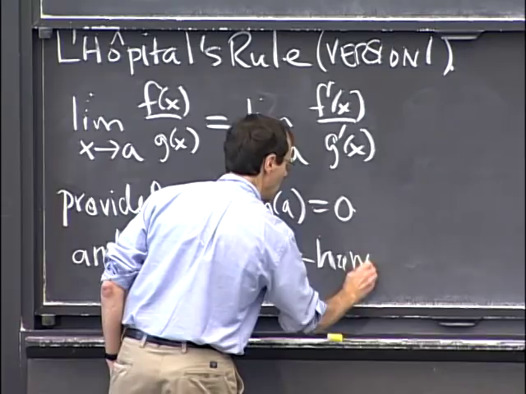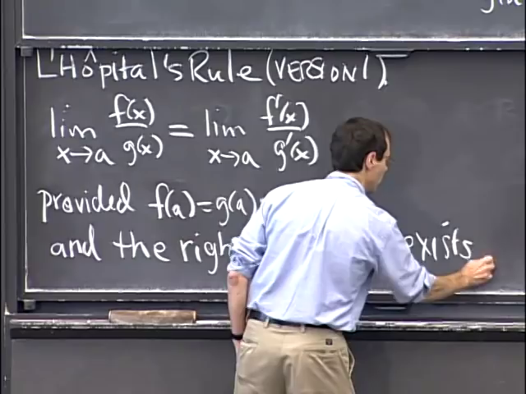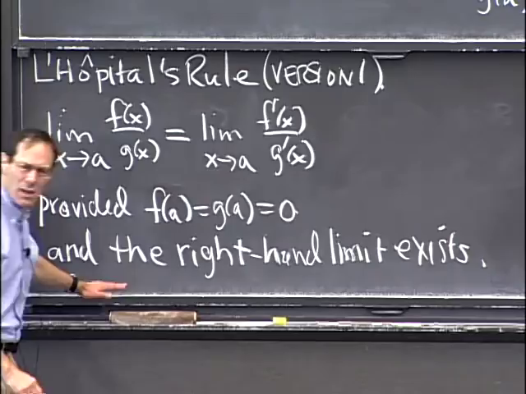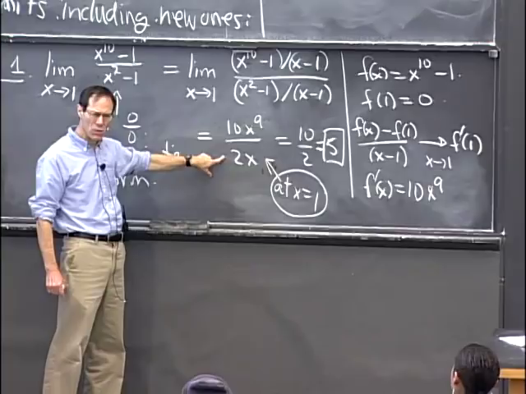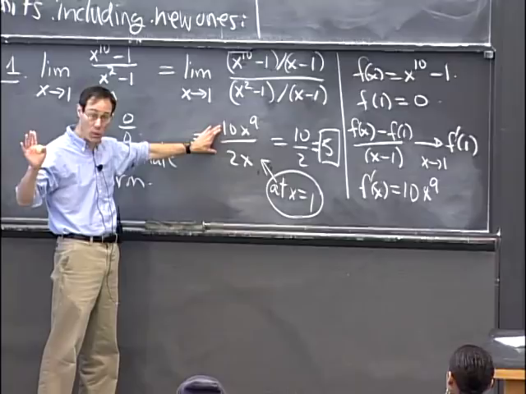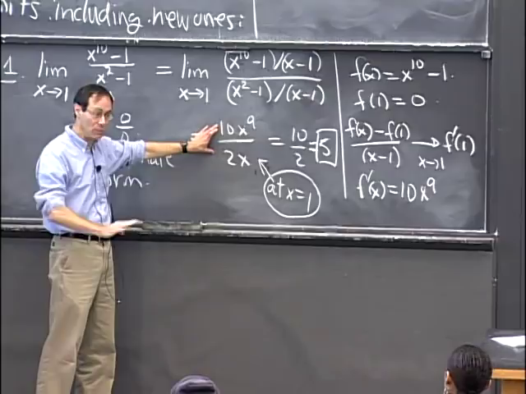Limit exists. All right? Now, this is practically the same thing as what I said over here. Namely, I took the ratio of these functions, x to the 10th minus 1 and x squared minus 1. I took their derivatives, which is what I did right here, right? I just differentiated them and I took the ratio. This is way easier than the quotient rule and is nothing like the quotient rule, all right? Don't think quotient rule. Don't think quotient rule.